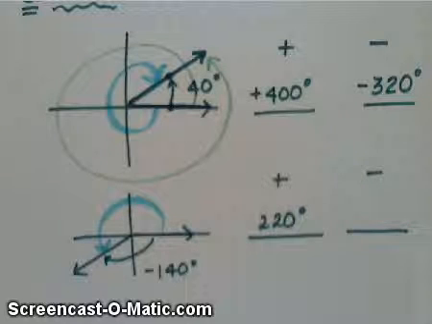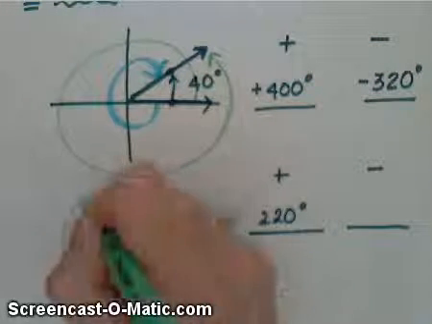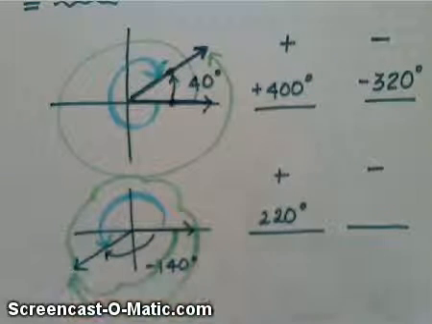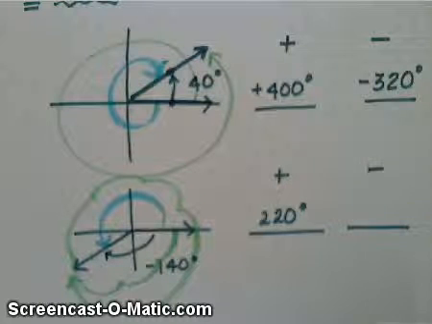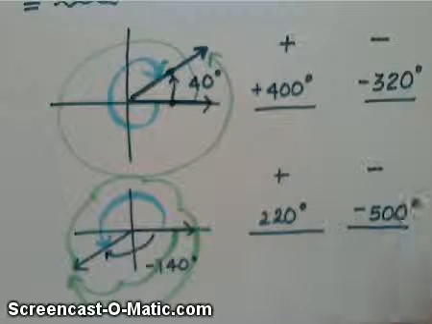Now to find another negative, you're going to start here. You're going to go all the way around, that's 360, and back to 140. So 360 plus 140 is 500. So our negative would be negative 500 degrees.